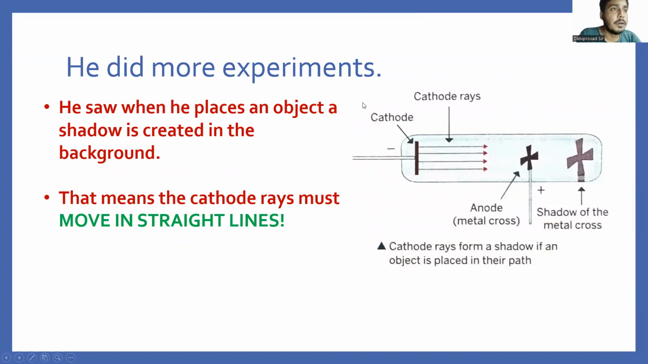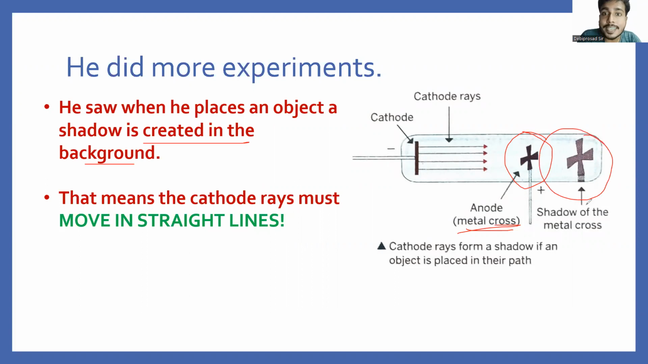Next, he did more experiments. Obviously he needed to prove what he was getting, so he had to do some more experiments which would explain what is actually going on inside, right? He saw that when he places an object inside the vacuum tube in between the cathode and anode, a shadow is created in the background. As you can see, he has placed, suppose, a fan-like structure or plus-like structure, a metal cross it is written.